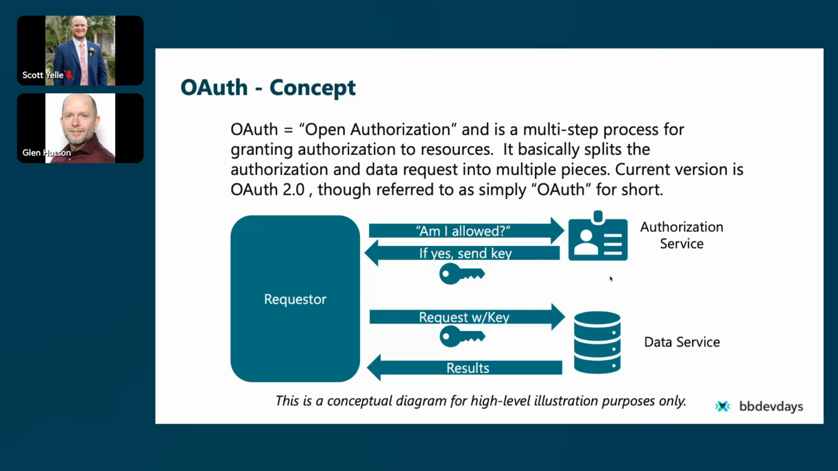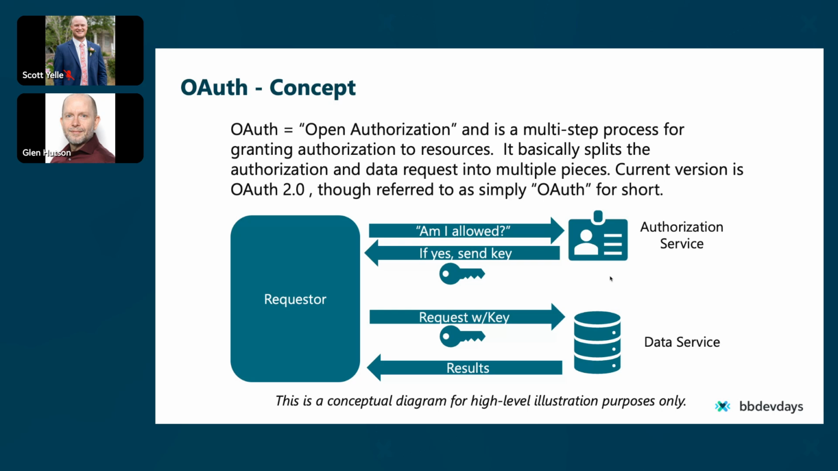This is where the brain starts hurting, at least for me, the first time. OAuth stands for Open Authorization, and it's a multi-step process for granting authorization to resources. Basically, it splits the authorization and data request into multiple pieces. The current version is OAuth 2.0, though it's referred to as simply OAuth for short. What in the world am I talking about? This is the most complicated authentication, in my humble opinion, not a technical term, but it basically splits out the responsibility of authorization plus access into two different areas.